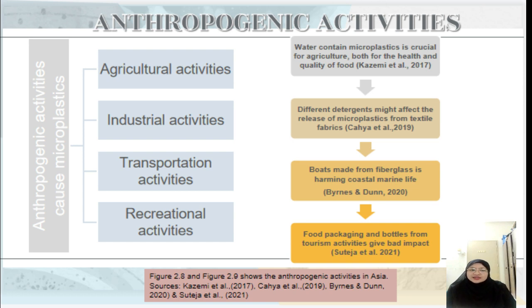2019, the textile industry is the main source of microplastic in the Ciwalingkar River. Different detergents, as well as the use of softener, might affect the release of microplastic from textile fabric. Next, wood made from fiberglass can be harmful to our marine life. Furthermore, in general, parts of wood breakage can have negative environmental consequences.